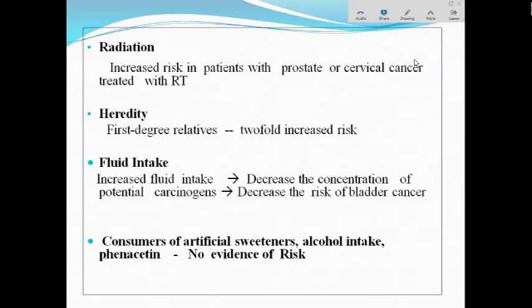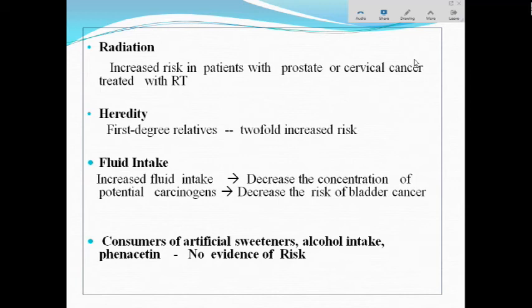Apart from other is radiation, because radiation for other causes like CA prostate or cervical cancer, cancer cervix, because the bladder also is in that same area, so it will also come in the effect of radiation. So that can lead to CA bladder. Hereditary genetic factors.